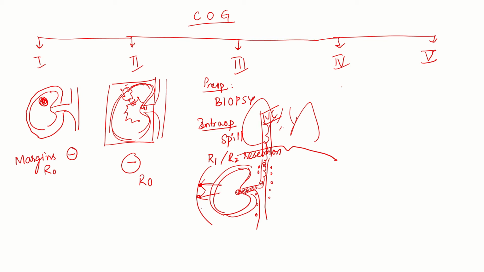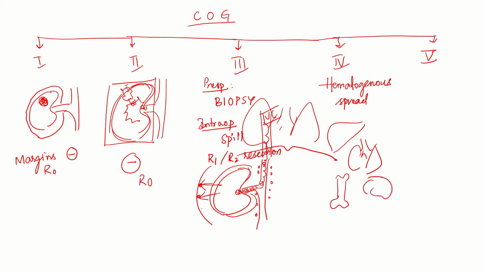Coming to stage 4, it is similar to any other stage 4 malignancy, which is hematogenous spread. Distant organs are involved away from the site of the tumor. Those are the liver, lungs, bones, and brain. Extra-abdominal lymph nodes also come under stage 4. Coming to stage 5, this is bilateral renal involvement.